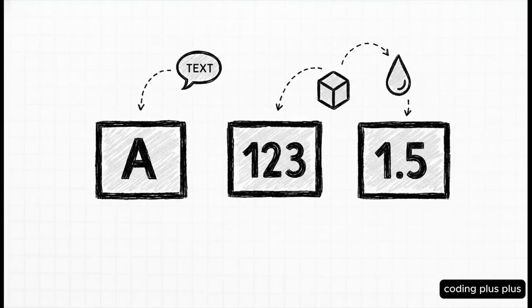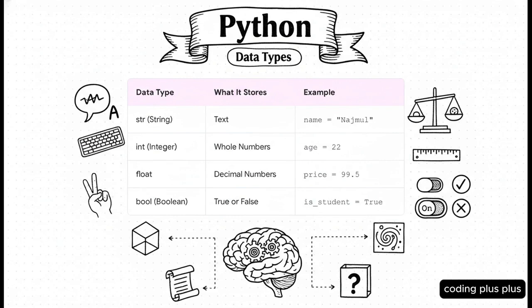Let's just go back to our box analogy for a second. In your kitchen, you have containers for liquids, boxes for dry goods, right? You wouldn't store soup in a cardboard box. Programming is the exact same. Each container, each variable, is designed for a specific type of content. And this table right here shows the four main flavors of data you're going to use all the time.